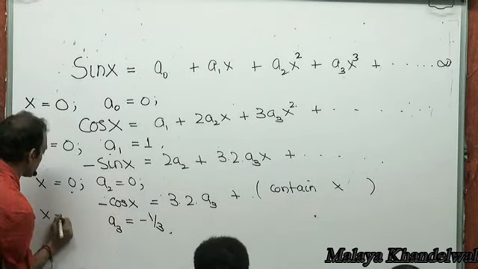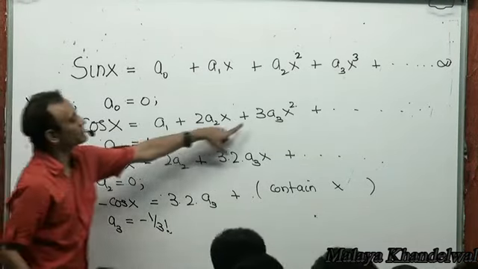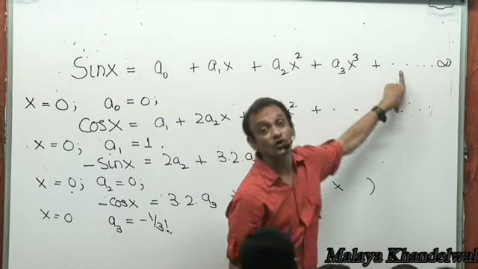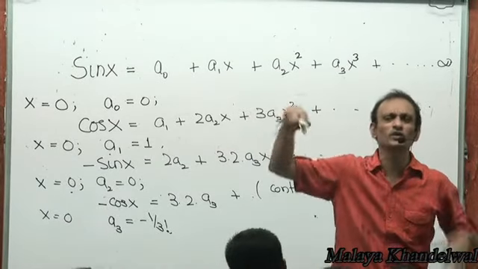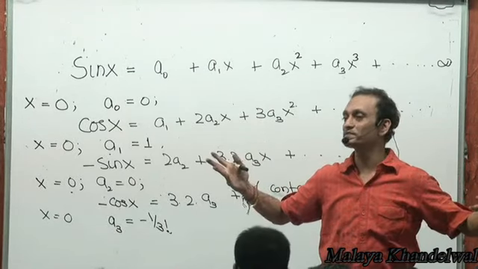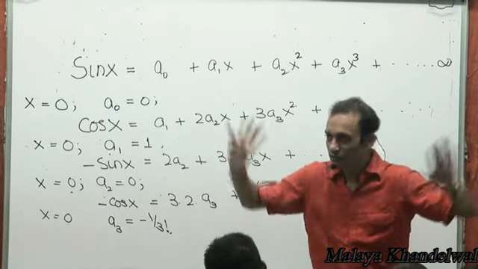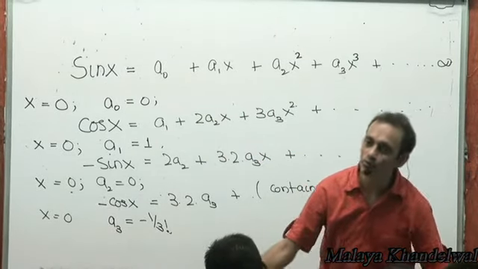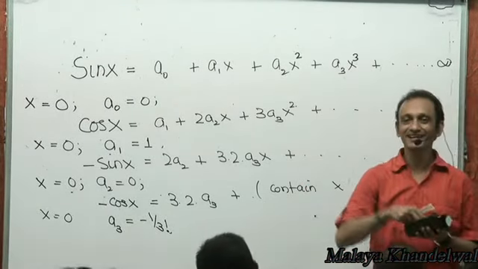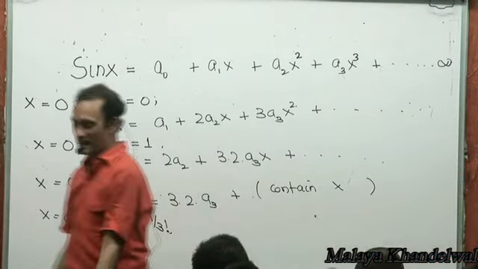If you plug in x equal to 0 again, minus 1 by 3 factorial, yes or no? So a3 turns out to be minus 1 by 3 factorial. You will get a4 as 0. You will get a5 as 1 by 5 factorial if you keep doing this. That's how you expand sin x as a set of infinite number of terms. This is what you do, right? Let's get back to more mundane stuff now. More comprehensible? Yes.